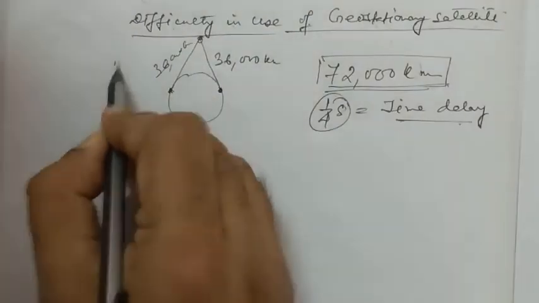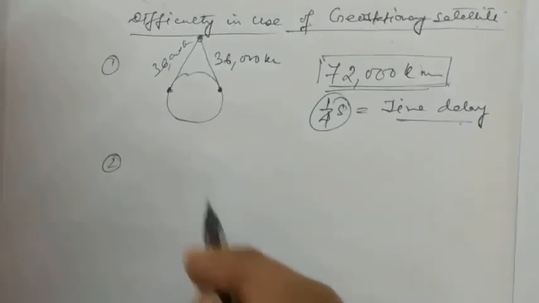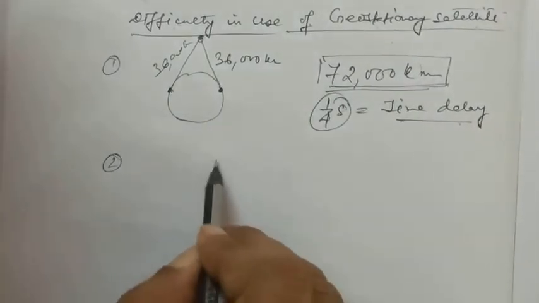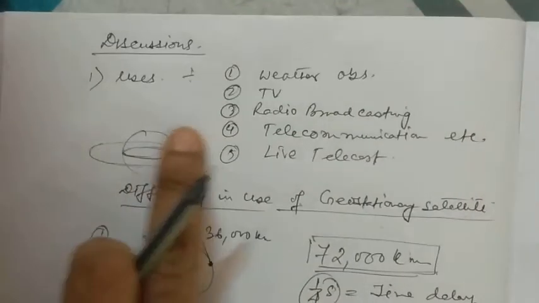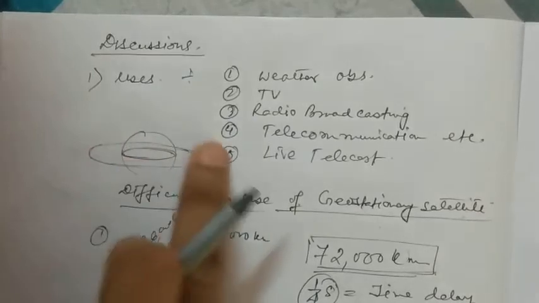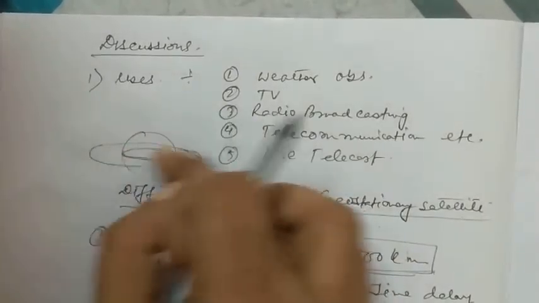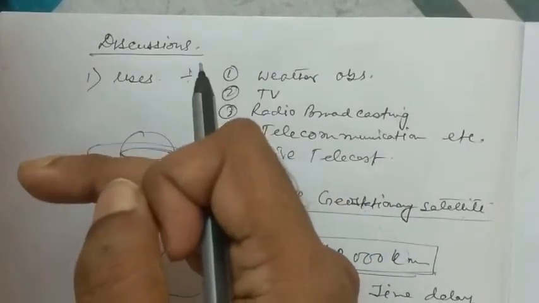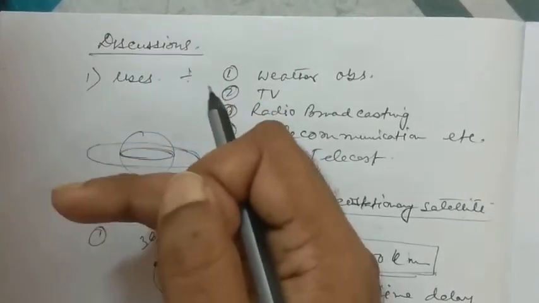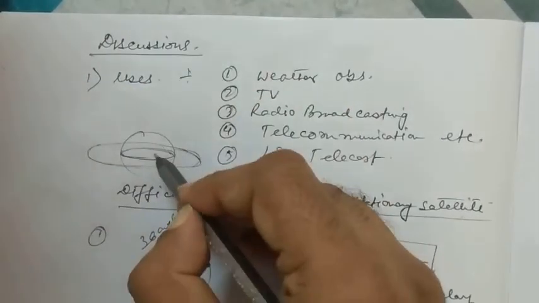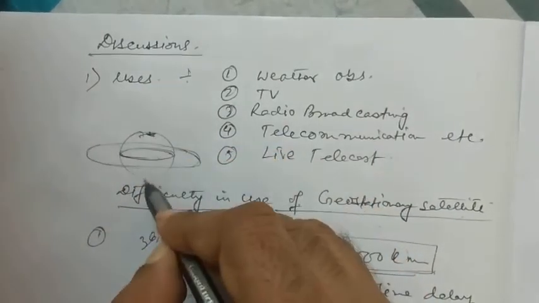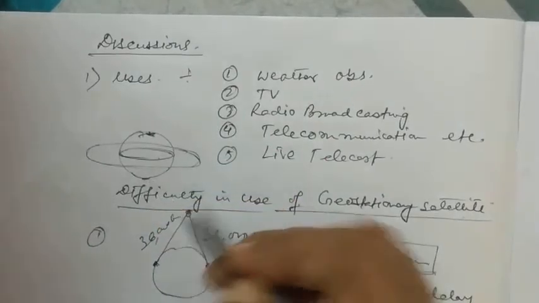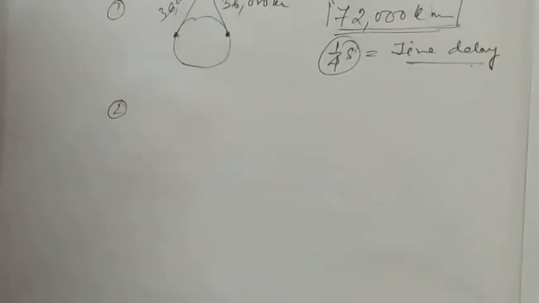Now the second difficulty, this was the first difficulty. The plane of orbit of the geostationary satellite, as I have drawn it here, coincides with the Earth's equatorial plane. Hence they cannot function properly for the zones closer to the poles. This satellite will not function properly for regions close to the poles. This is the second type of inconvenience that one has to face while using geostationary satellites.